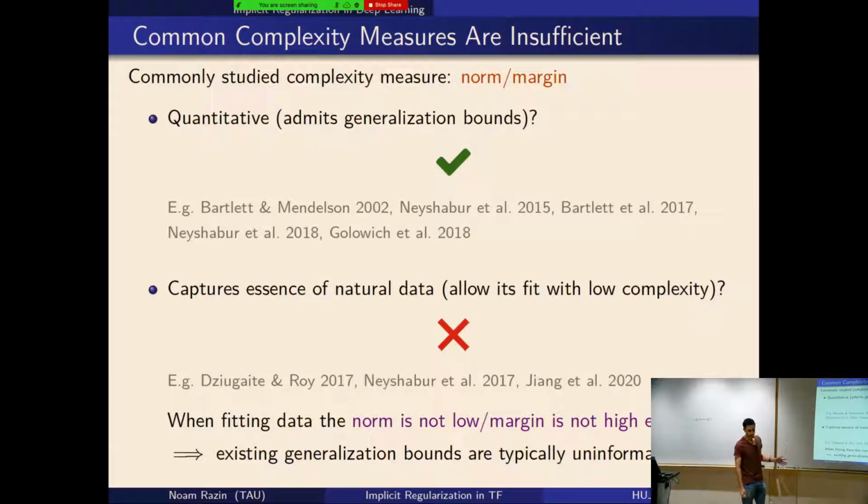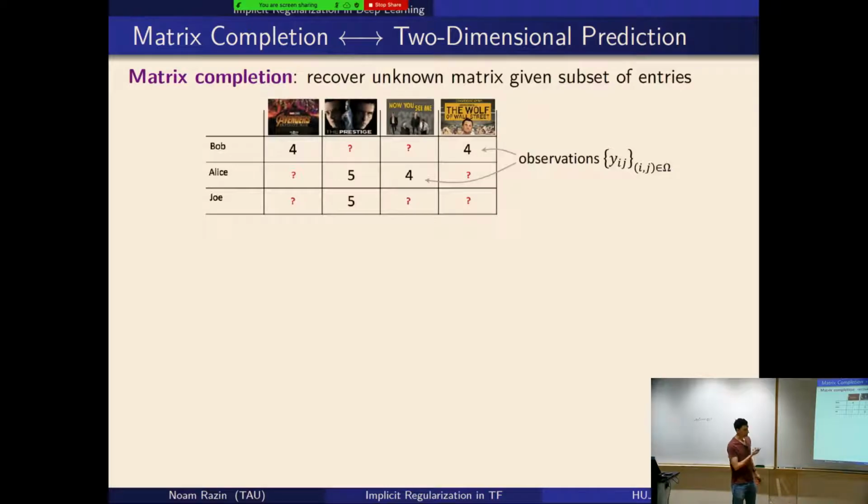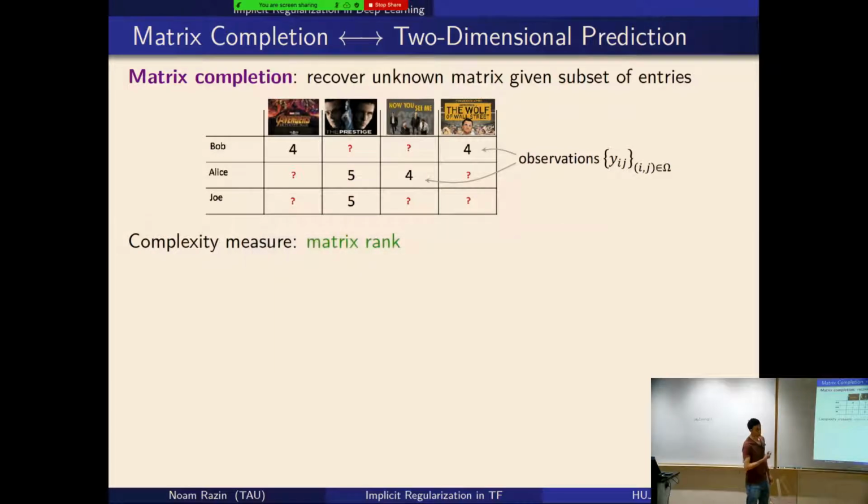And just to be clear here, I'm not disqualifying norms or existing measures for giving us an explanation, but rather saying that currently they don't quite cut it. And therefore, the theoretical focus is often on simpler settings in which we do have an apparent notion of complexity. And one of the standard testbeds for studying implicit regularization in deep learning is matrix completion. In this setting, we're given a subset of entries from some unknown matrix, and our task is to predict the missing entries. The natural notion of complexity here is the rank of the matrix.